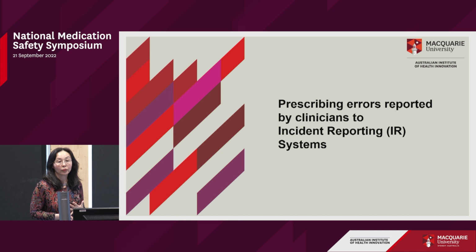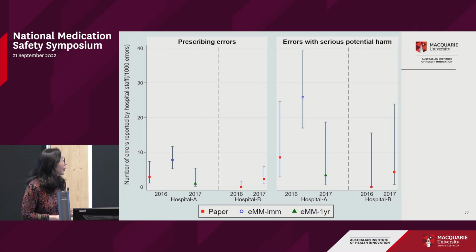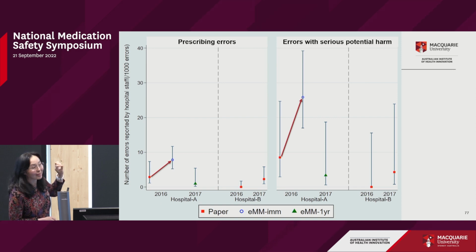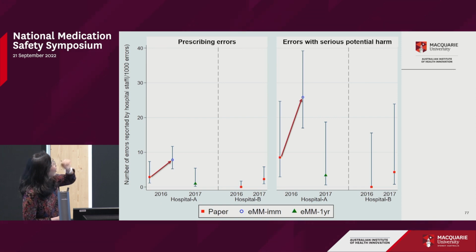The next one looks at the errors reported to the incident reporting systems. So that's the graph again. Here the y-axis is the number of errors reported by clinical staff. As you can see from the numbers, it's a much smaller number, and the upper limit of the error bar is close to 40 per thousand. Immediately after implementation of eMM, although we see the reporting rate increased a bit, the increases are not statistically significant.